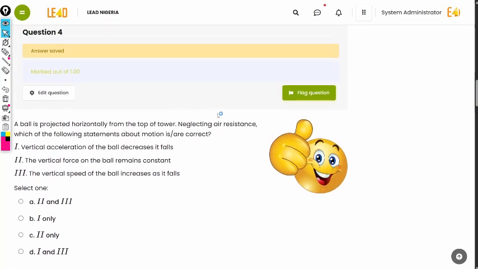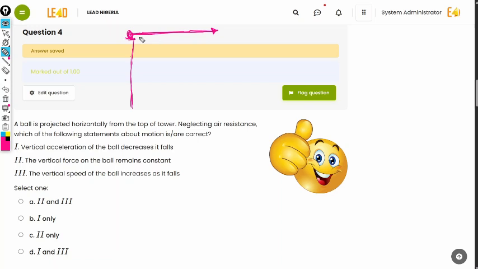Okay, question 4 says, a ball is projected horizontally from the top of a building, top of the tower, neglecting air resistance. Which of the following statements about motion is or are correct? So it's projected off the top of a building. So let's see if we can draw that. So we have a building here. So let this be the school, and then we just took a ball and we shot it out this way, projected it out horizontally, straight this way. All right, we shot the ball off straight that way.